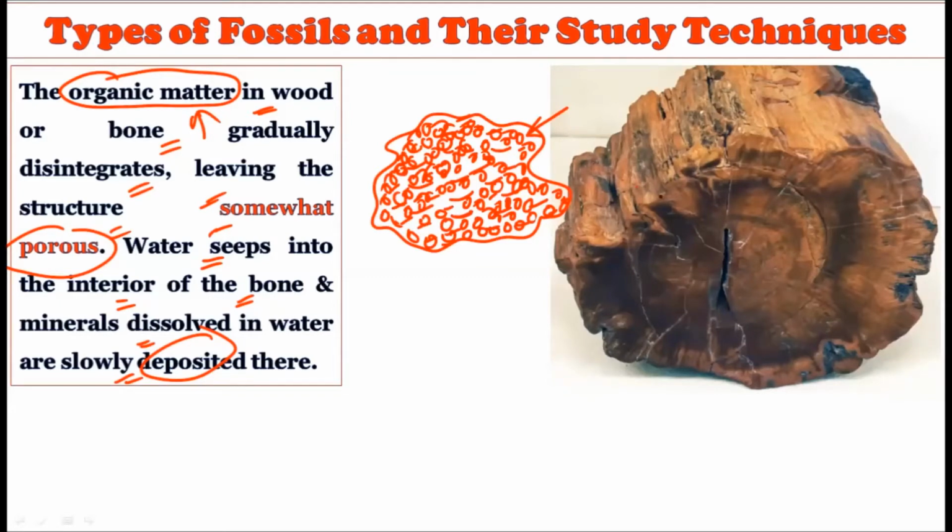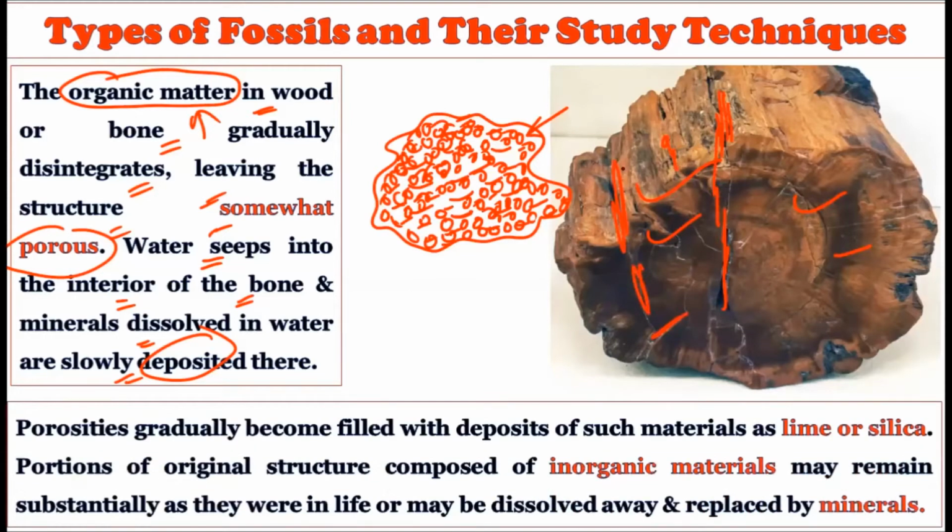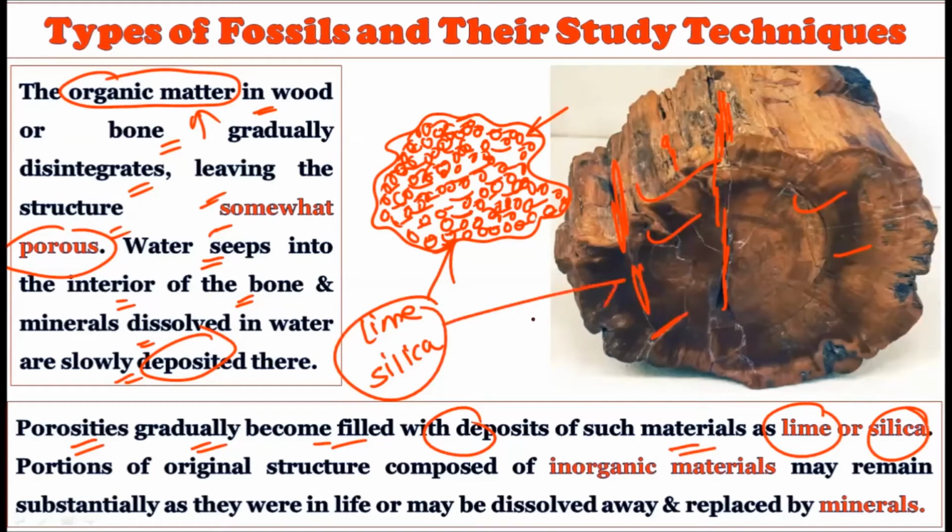And that is why we find these types of structures in today's fossil record, because the organic content of this wood, or the bone, was removed over a period of time, but the minerals got deposited inside its structure. So these processes are always occurring in nature. Now the porosity is gradually filled with deposits of minerals such as lime or silica. So which types of minerals were deposited there? Lime or silica types of minerals were deposited into these fossils. The bones may be there, or the woods may be there. These processes were occurring in these fossils.